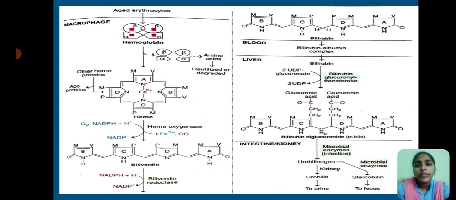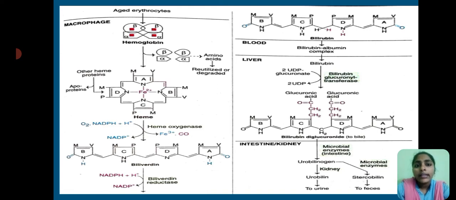The aged erythrocytes, that means RBCs which are present in our body, after completion of their lifespan, enter into macrophages. In the macrophage, the aged erythrocytes release hemoglobin. Here, the hemoglobin is divided into two components. Those are heme and globin. Globin itself acts as an amino acid and is utilized for the synthesis of hemoglobin. And heme is converted into biliverdin in the presence of the enzyme heme oxygenase.